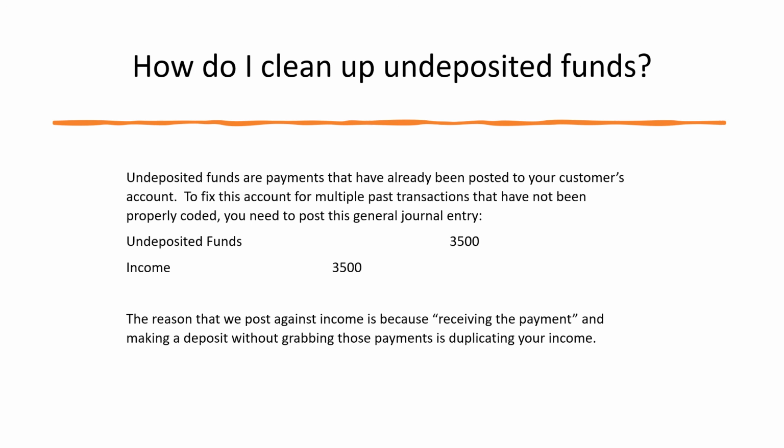What we want to do is do this general journal entry here that's on the screen and offset the undeposited funds to income. And the reason that we post against income is because we've already received the payment. If we receive the payment and make the deposit without grabbing those payments, that's a duplication to your income.